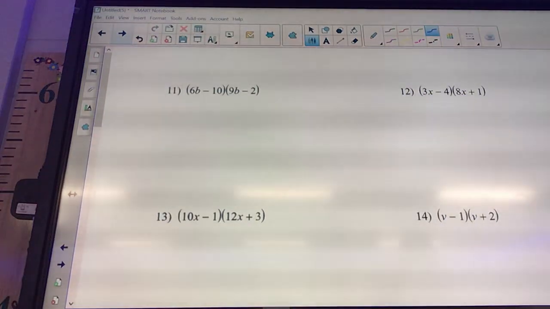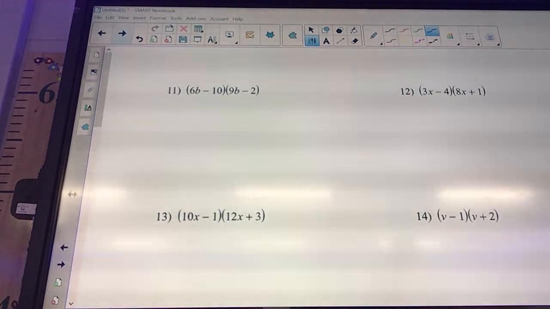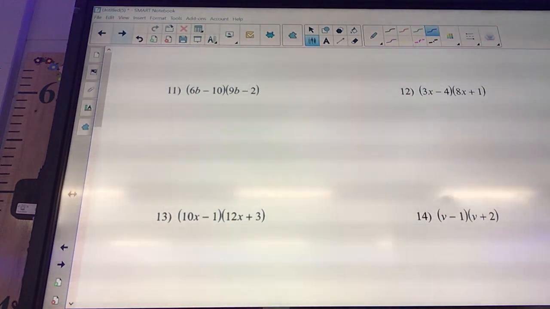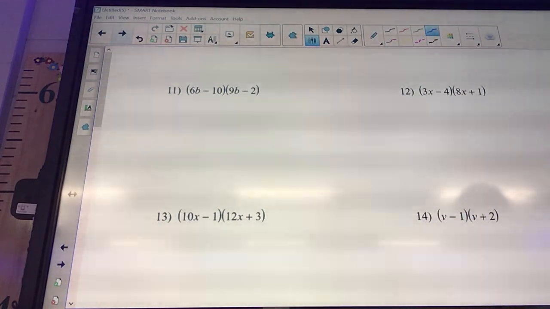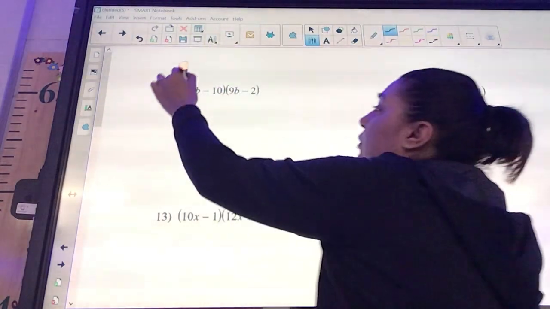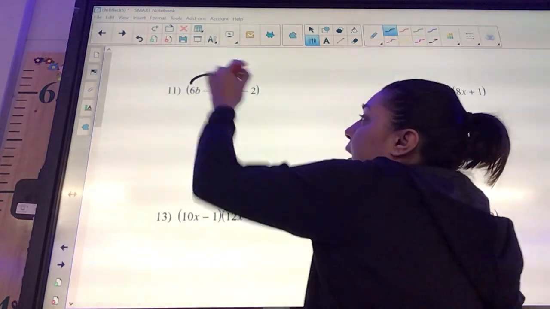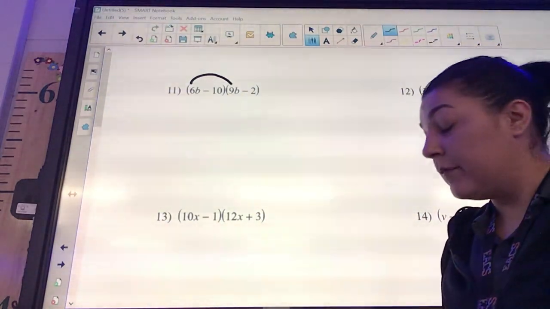Okay, yesterday, what was the term that I used to multiply these out? What's it called? FOIL. Okay, we multiply the first two pieces, the outer two pieces, the inner two pieces, and the last two pieces. Okay. So this first one, there's nothing new there. So 6 times 9. This is where you guys chime in.